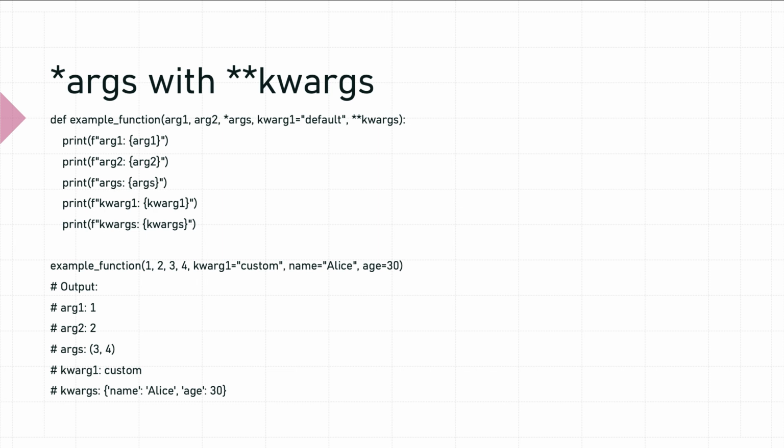Then the rest of the keyword arguments, like name equals Alice and age equals 30, will be used by the star star kwargs parameter. So as you can see, using star args and star star kwargs can make your functions more flexible and versatile, allowing you to handle a wide range of input arguments.